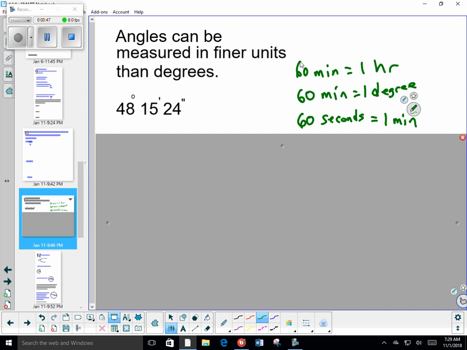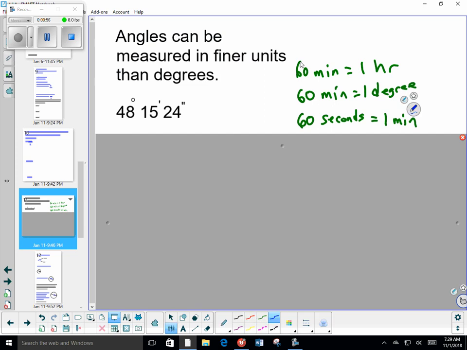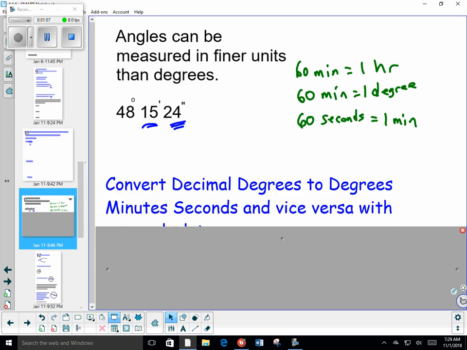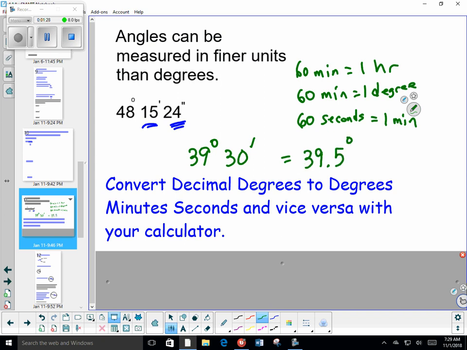Okay, so let's try and convert. By the way, we would write just one tick mark to represent minutes like this, and we would put 2 tick marks to represent seconds. So this is really 48 degrees, 15 minutes, 24 seconds. And let's say that we want to convert from degrees, minutes, seconds to decimal degrees, and vice versa using our calculator. Well, first of all, just a quick example. If I had something like 39 degrees, 30 minutes, since 30 minutes is half of 1 degree, that's the same as 39.5 degrees, right?